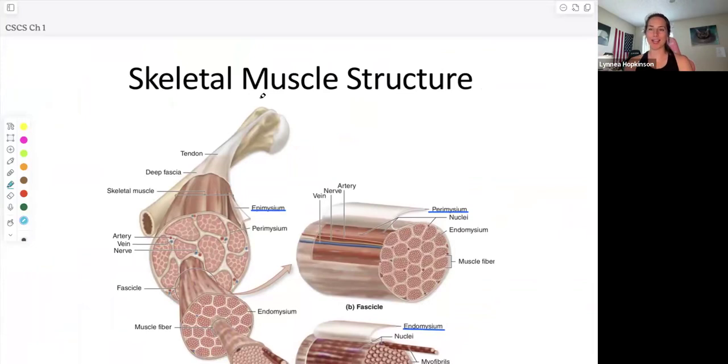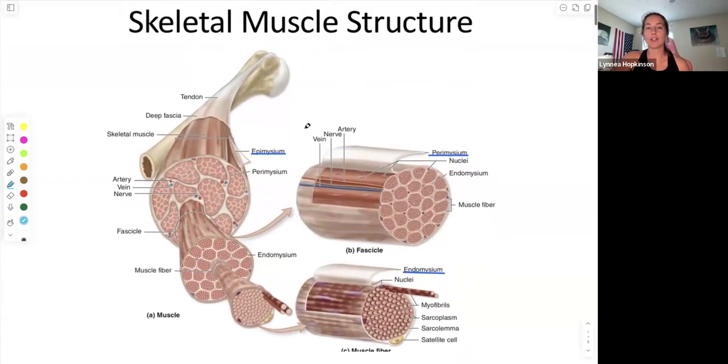Hi guys, my name's Linnea, and today we're going to be going over the skeletal muscle structure that you need to know for the CSCS exam. To go more in depth, please go to my next YouTube video where we will be going over the sliding filament theory. But for now, let's jump right into it.